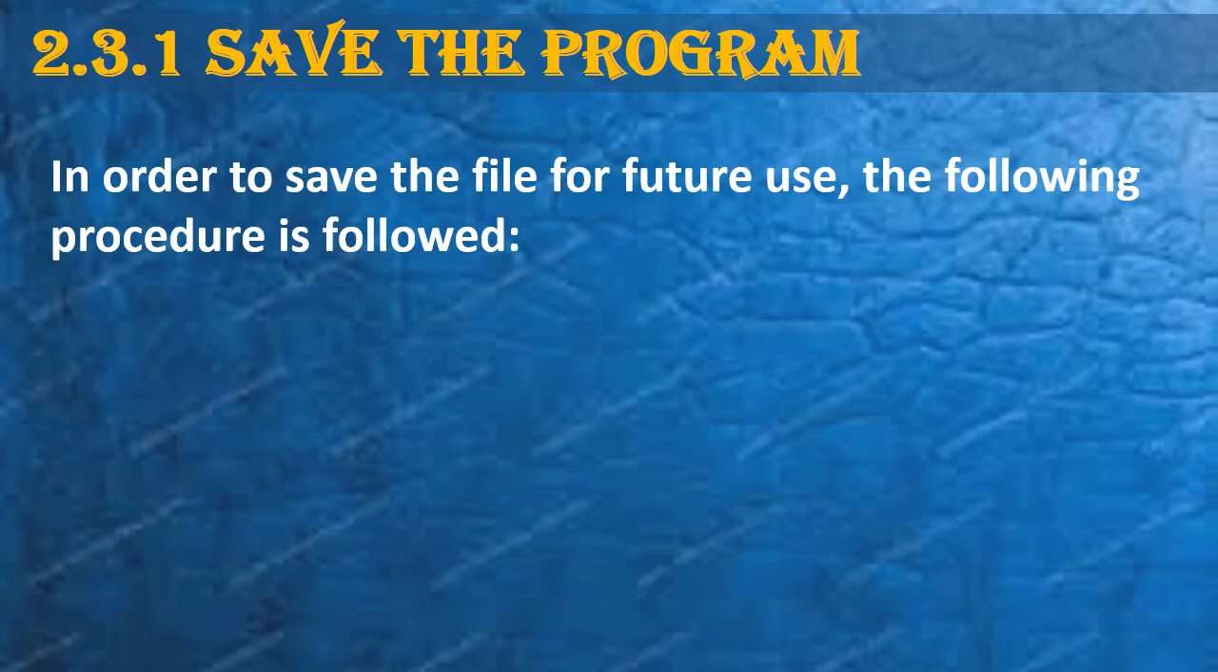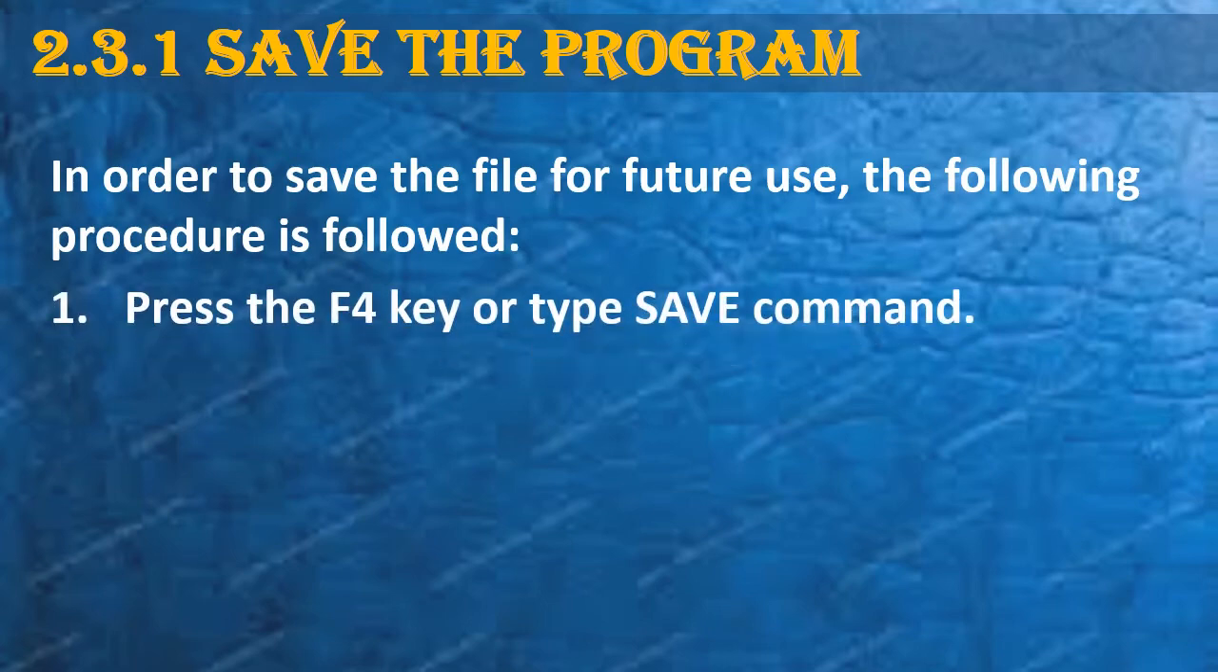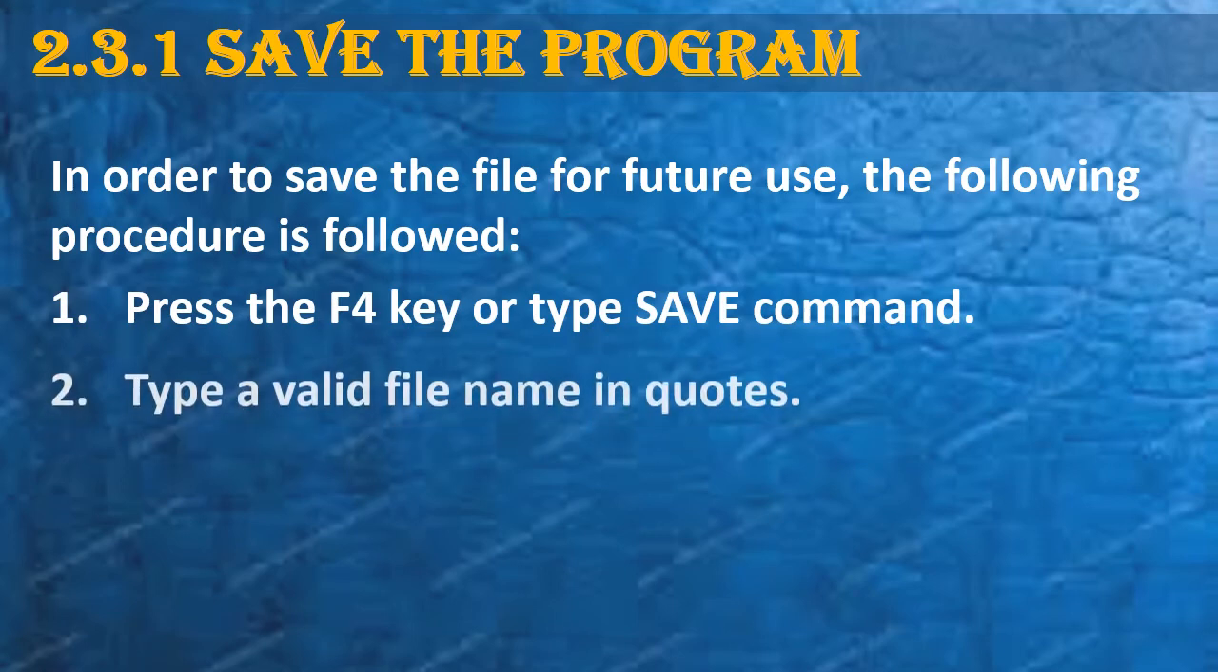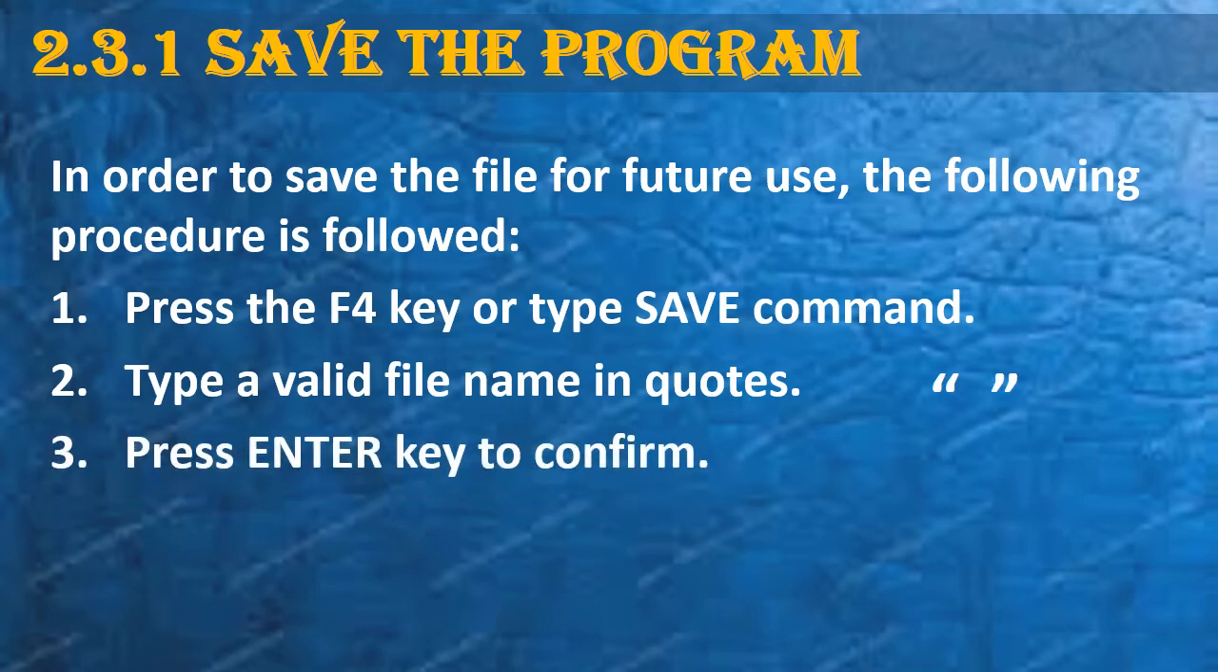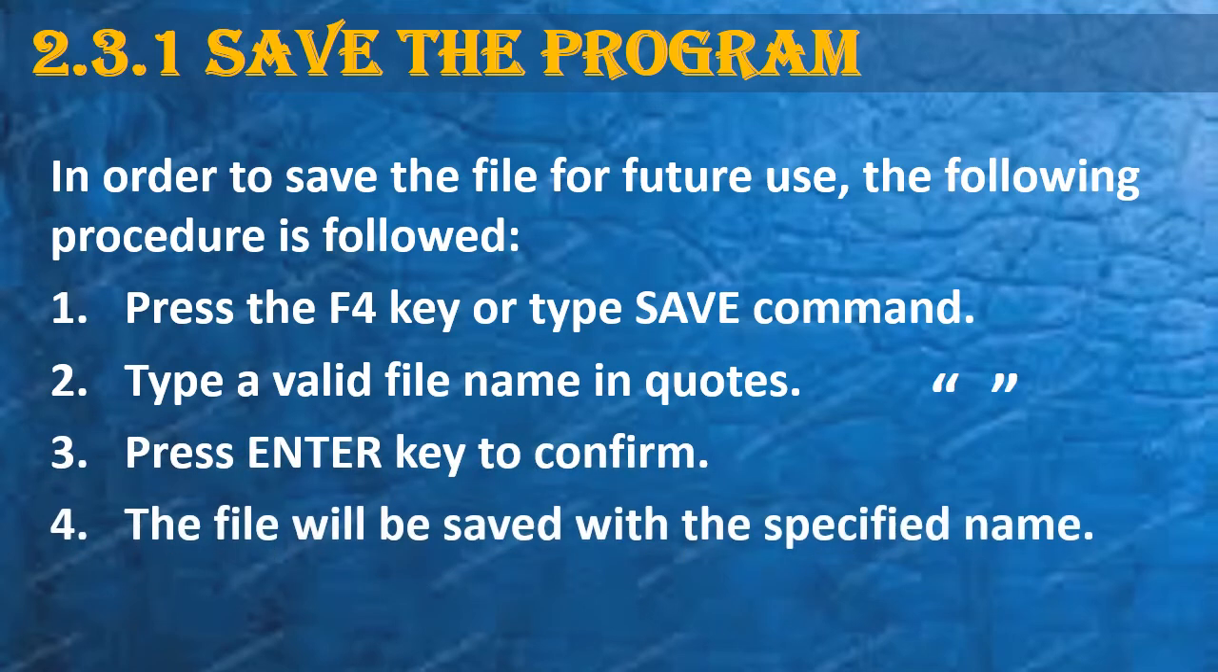Once you have created the program, now it's time to save it. In order to save the file for future use, the following procedure is followed. Press the F4 key or type the save command. Type a valid file name in quotes. These are the quotes. Press the enter key to confirm. The file will be saved with the specified name.